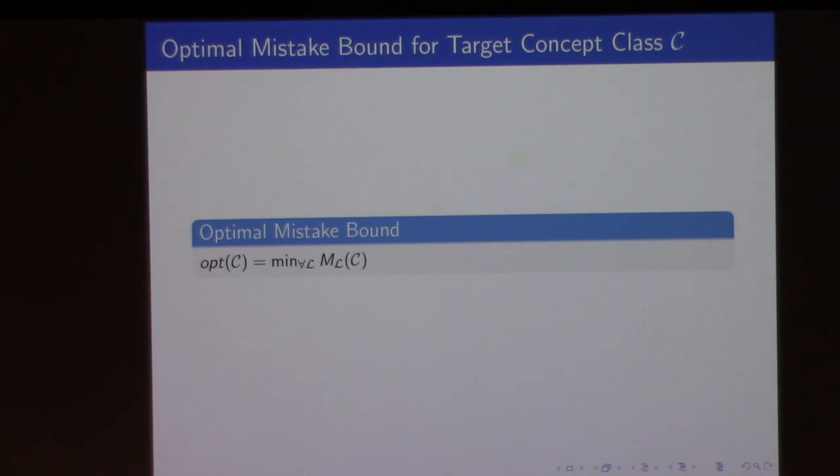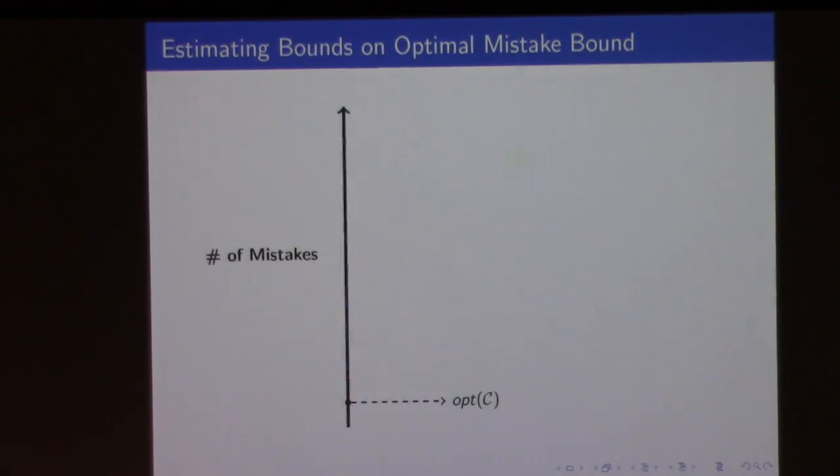But what we can do is set bounds on the optimal number of mistakes. So let's say this is what we want to find. This is the number of mistakes that the best learning algorithm would make in a worst case scenario, with the hardest concept and hardest data set. This is what we want to find, but we can't find it.